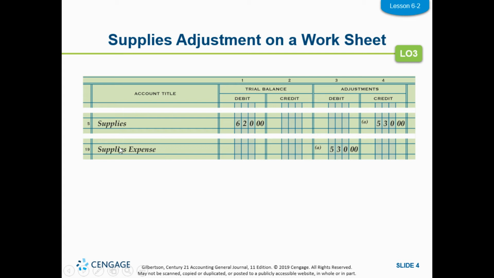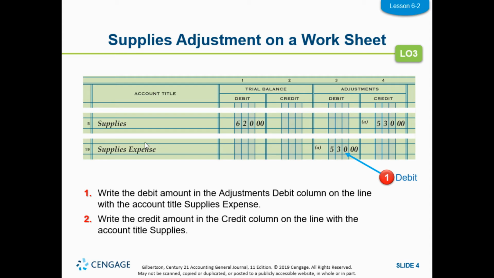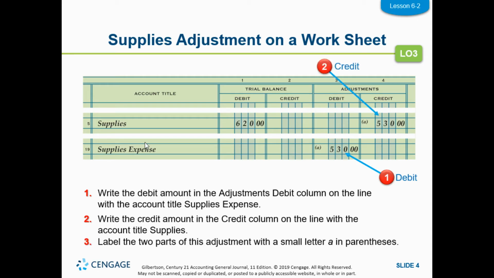Very important that we label our account titles for both of our debit and credit items. Okay, so write the debit amount in the adjustments debit column on the line with account title supplies expense. Write the credit amount in the credit column on the line with the title supplies. Label the two parts of this adjustment with a small letter A in parentheses, which I don't think they require of us in that assignment.